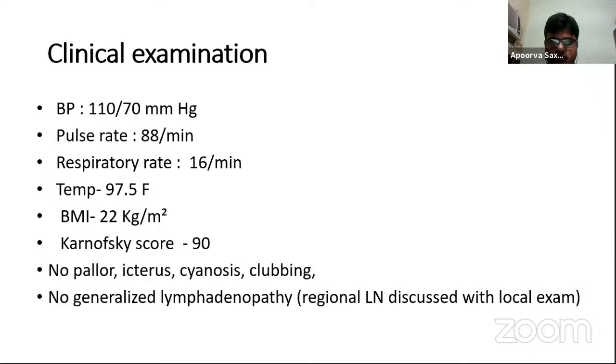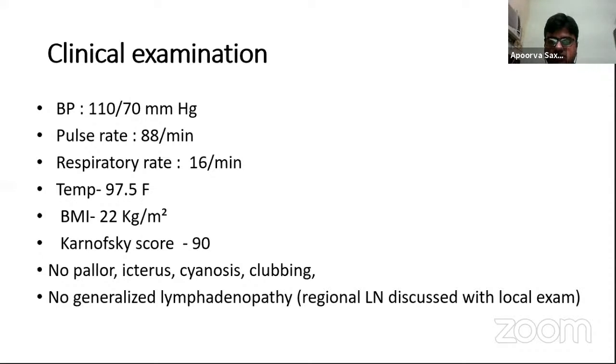So the patient was examined in a well-lit room after acquiring proper consent. Patient is well oriented to time, place, and person. Then BP was 110/70 millimeter of mercury, pulse rate 88 per minute, respiratory rate 16 per minute, temperature 97.5 degrees Fahrenheit. BMI was 22 kg per meter square.